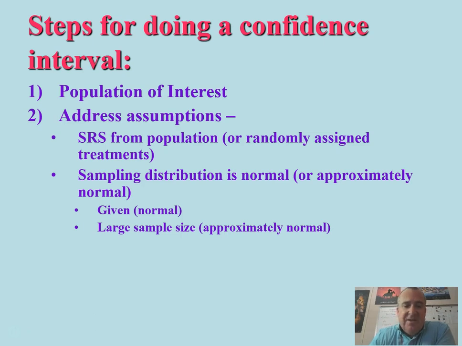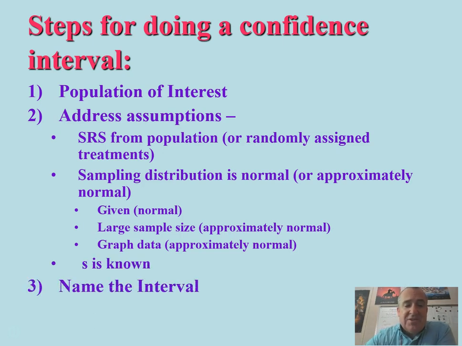We know that. And also, in the third option, if you're given a set of data, you can graph that data. And if the data that you're given is approximately normal, then it's safe to assume the sampling distribution is as well. The next step, and you also have to know the standard deviation. Sorry, wrote that down. The third step is you have to name the interval. Before this semester is done, we're going to learn a whole bunch of different confidence intervals. And so when you're writing out a problem, you need to tell the grader what type of interval you're doing. And you have to be very specific. So we have to name the interval.